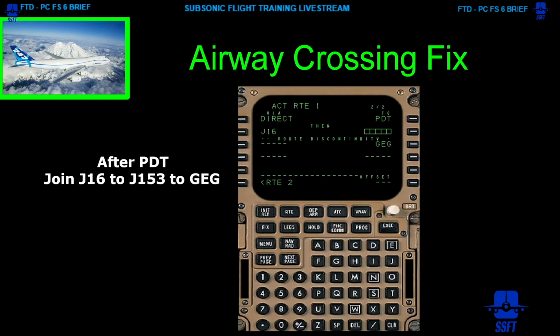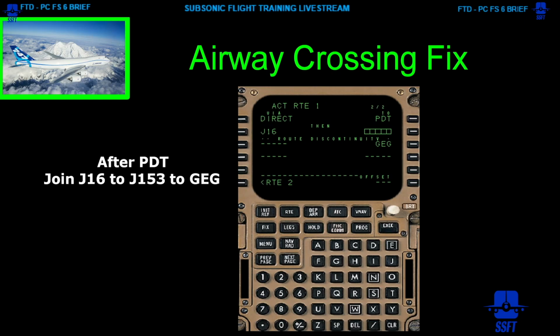Okay, then after Pendleton, we're going to join J16 to J153 to Spokane. That's going to be the clearance. After Papa Delta Tango, J16, J153, Spokane. And when you hear 2 airways, one after the other, it's an airway crossing an airway. And that may or may not have a defined name. If it does not have a defined name, then the computer will create a crossing of those 2 airways.